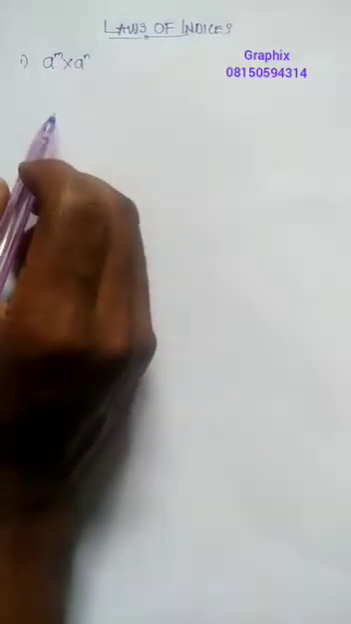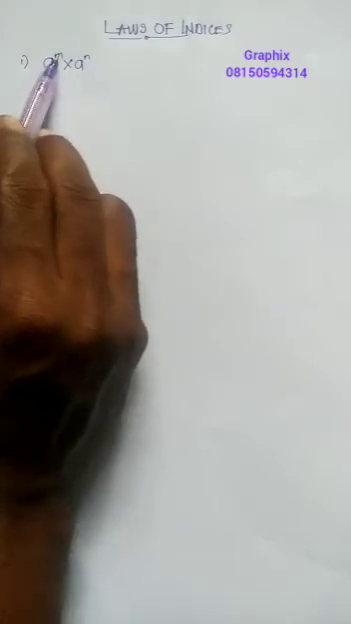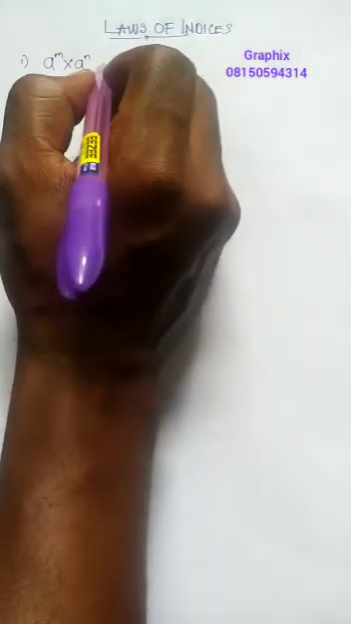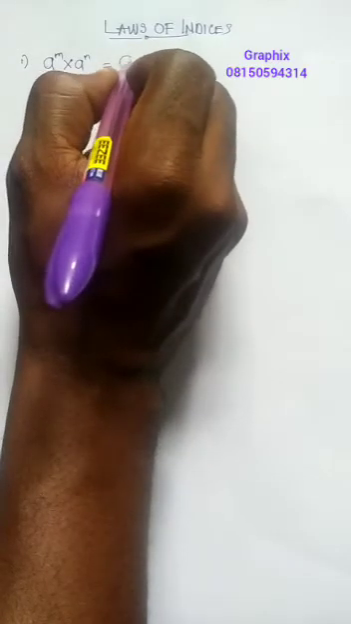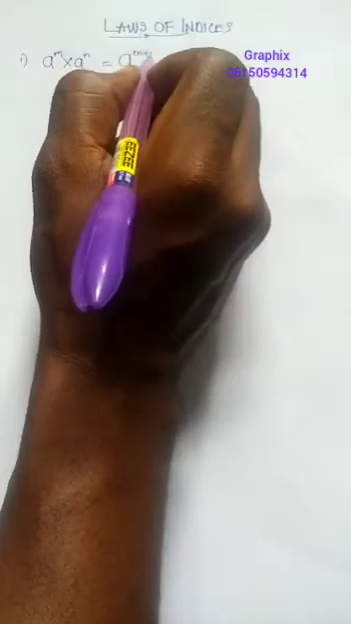Now let's take the first law. Law 1 says that if I have a base with a power, and the bases are the same, a and a, they have the same base, but the powers are different. The law tells me you're going to bring out one of those bases because they are the same, and you add the powers. Are we good?